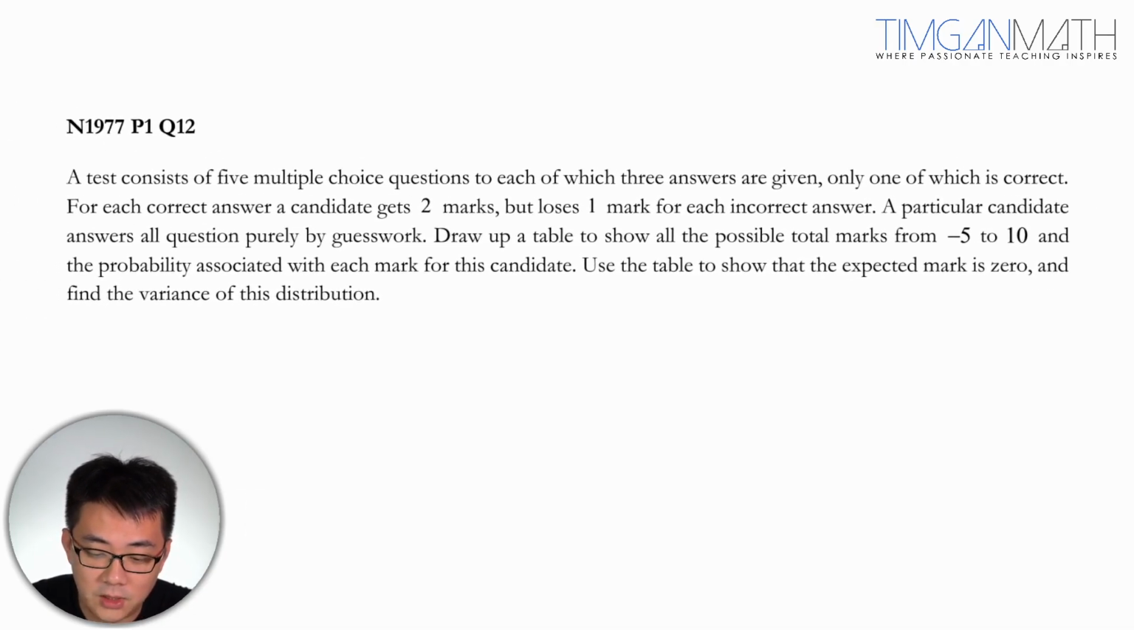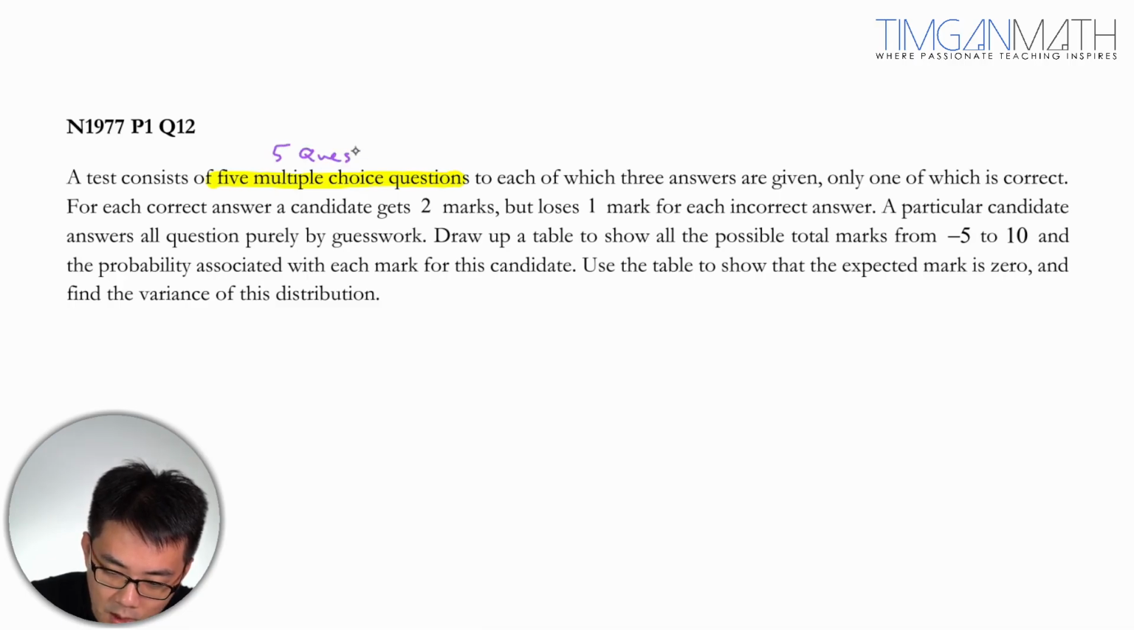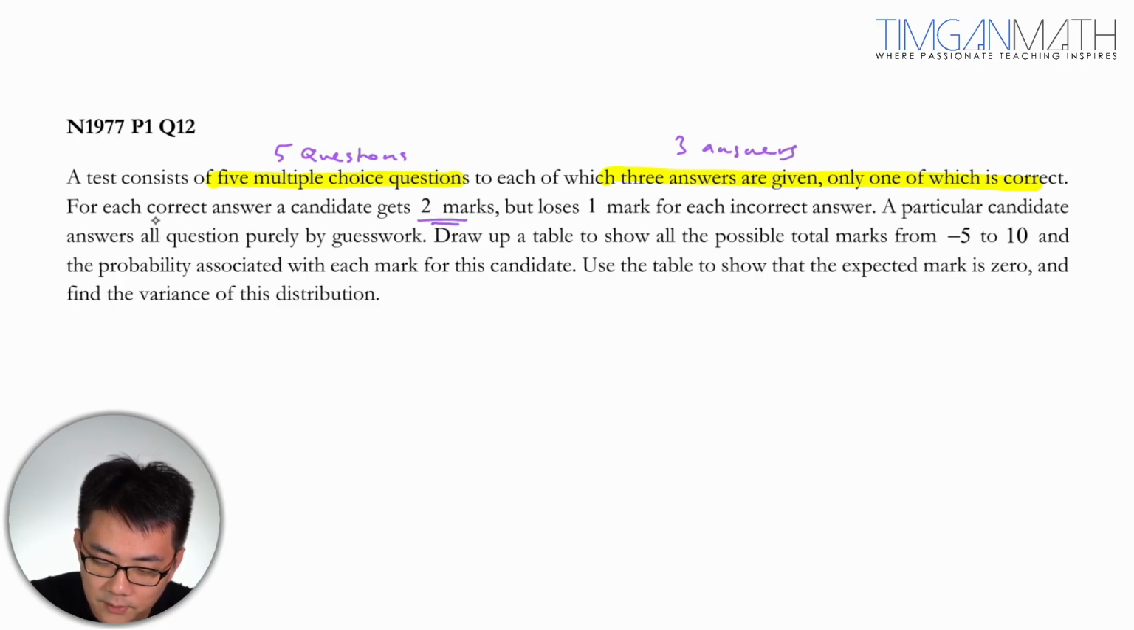So you're given that the test consists of 5 multiple choice questions. So you have 5 questions in total. After which each question has 3 answers, one of which is correct. So in other words, you have three answers and 1 is correct. Then for each correct answer, a candidate gets 2 marks, and loses 1 mark for each incorrect answer. A particular candidate answers all questions by guesswork, meaning the probability to get 1 answer correct will just be 1/3.